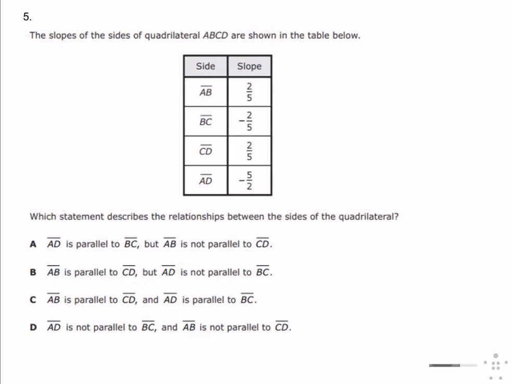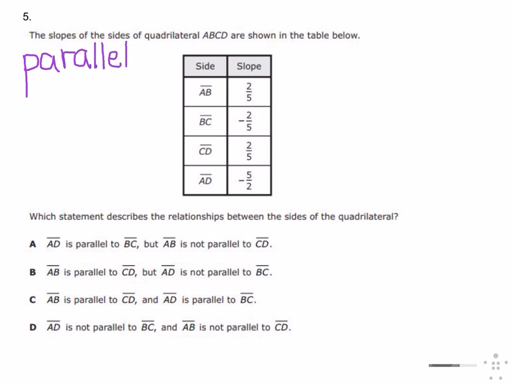Alright, let's look at number 5. Number 5 says the slopes of the sides of quadrilateral ABCD are shown in the table below. Which statement describes the relationship between the sides of the quadrilateral? This kind of goes over some of the same questions we were just looking at. If it is parallel, then they have the same slope. That's so important to remember.